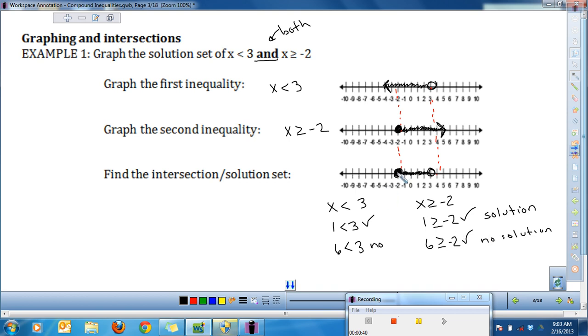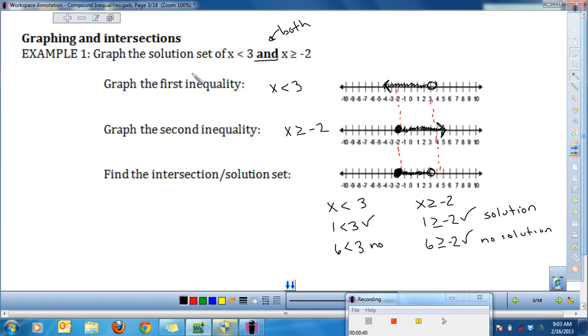We also should talk really quickly about these dots. Is negative 2 going to be a solution? The answer to that is yes. It's a closed dot, so it includes negative 2. Is this open dot going to be a solution? No. It's not a solution because it's an open dot and does not include 3.